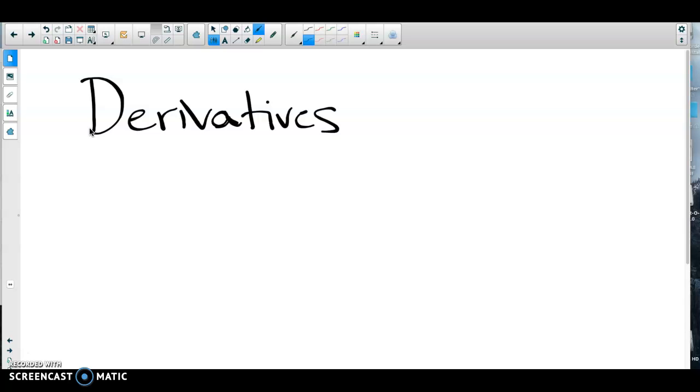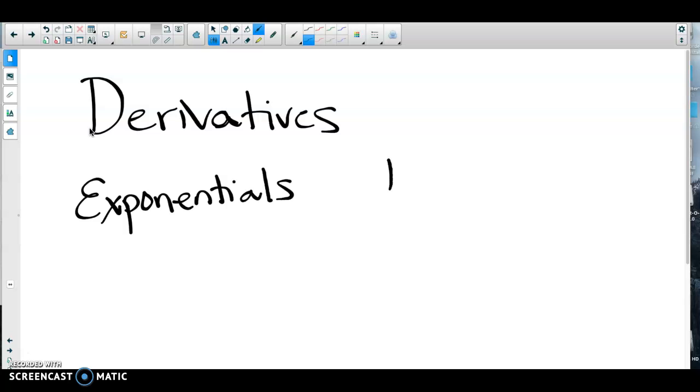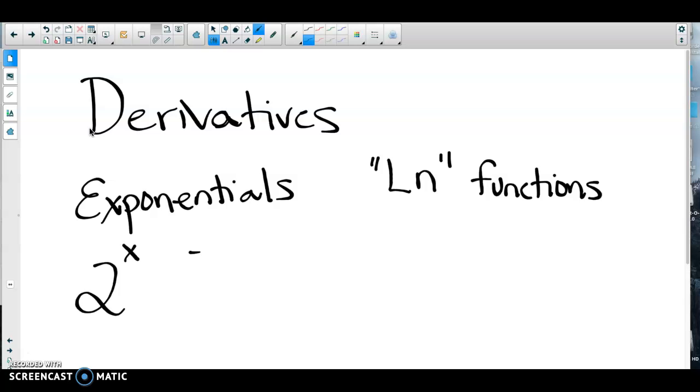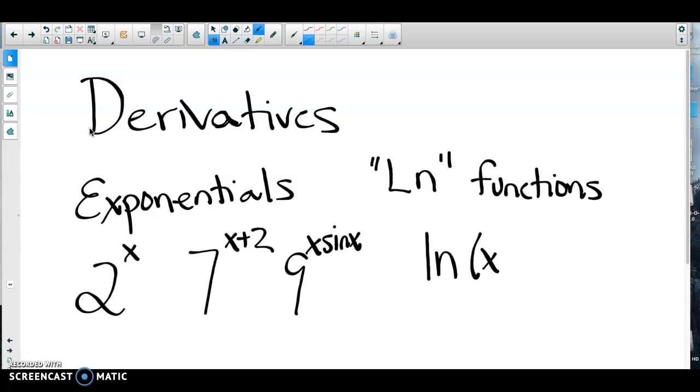Of two types of functions. We're going to work with exponentials, and we're going to work with ln functions, natural log functions. We're going to talk about the rules for two in a minute, but an exponential function is going to be one where the variable is in the exponent. Those are exponential functions because there's a variable in the exponent, and natural log functions are going to look like this.